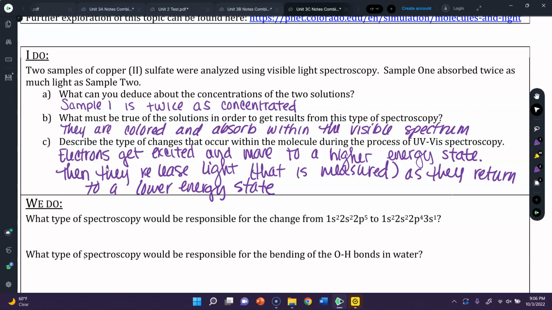The light that is measured, they look at the difference between the two to figure out how much energy was actually absorbed, and they can use that to plot and determine the concentration of the solution. We will look at how we do that in a later section.